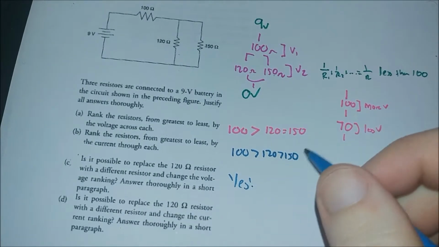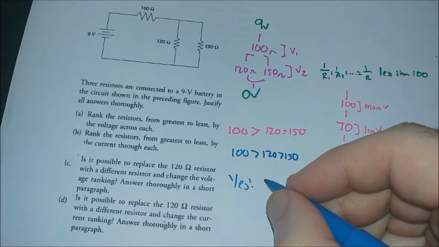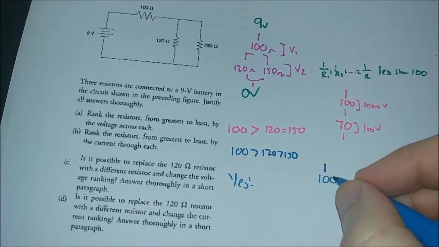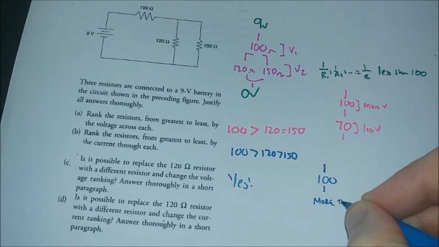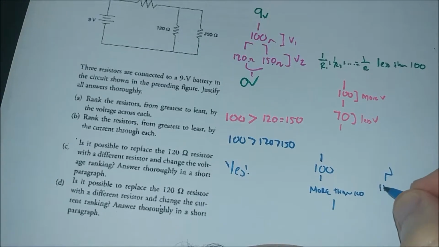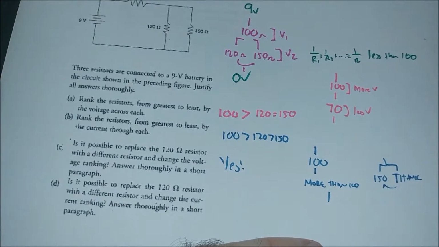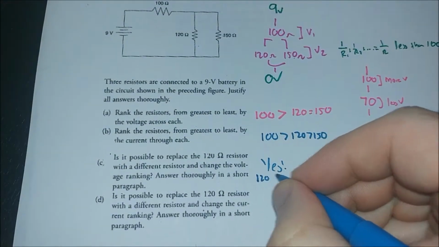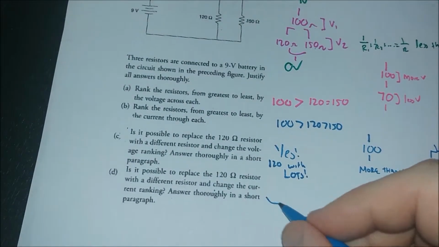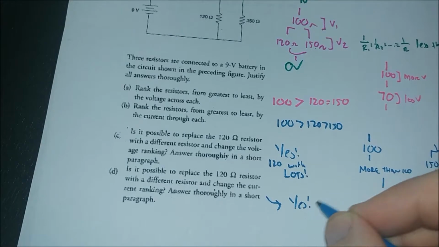Is it possible to replace the 120 and have the voltage rating different? Yeah. Pretty much the way to do that is to have, when I combine them, instead of 70, more than 100. So if I have more than 100, then there'll be more voltage for the bigger resistance, less for the 100. To do that in parallel, I need to have something that's really big. Something way bigger than 150. So in conclusion, if I replace the 120 with something really big, like in the tens of thousands, I can get a total resistance of maybe 150 or 130 or something like that.